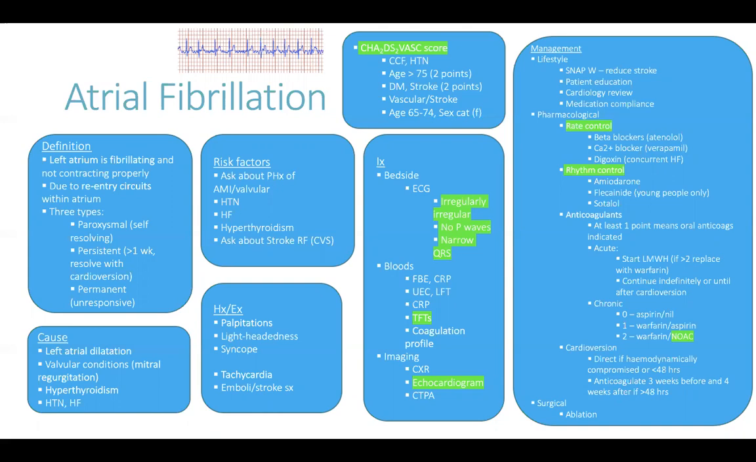If they're hemodynamically unstable, do the electrical cardioversion because that can make it recover quite quickly. If it's over 48 hours and you want to do electrical cardioversion, you have to make sure to give them anticoagulants for 3 weeks before and 4 weeks afterwards, just because the risk of stroke is so high. And if none of that works, surgical ablation.